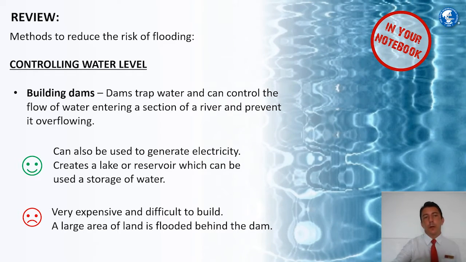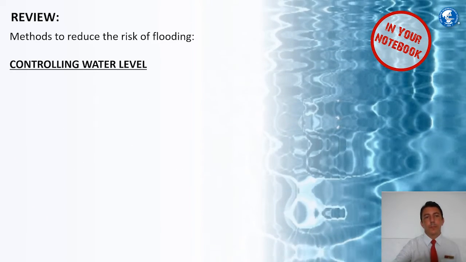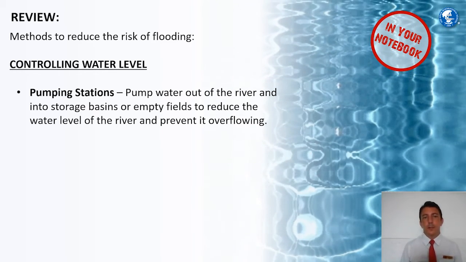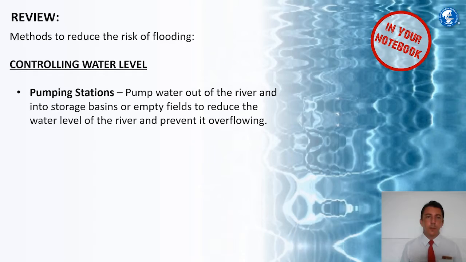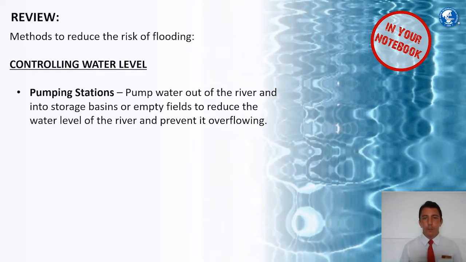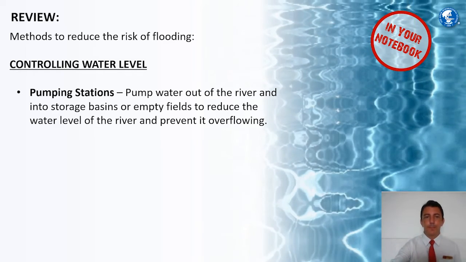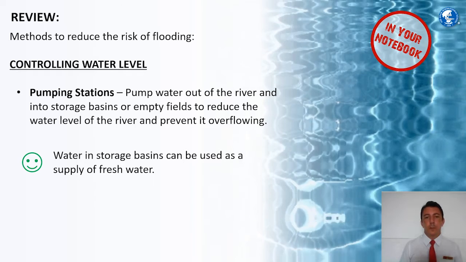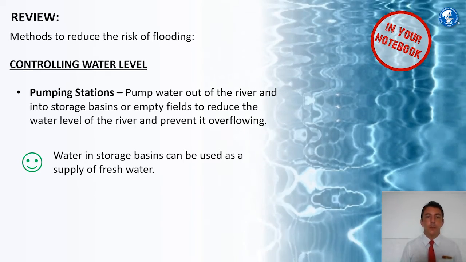Another way of controlling water level is with a pumping station. So this pumps water out of the river and into storage basins or empty fields to reduce the water level of the river and prevent it overflowing. Another positive of this is the water in storage basins can be used as a supply of fresh water.